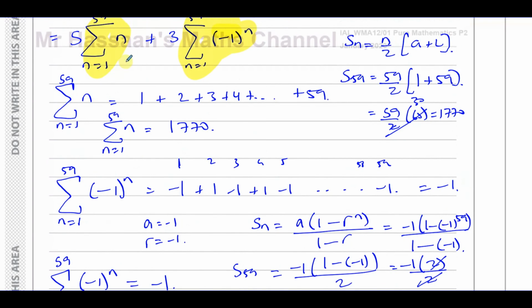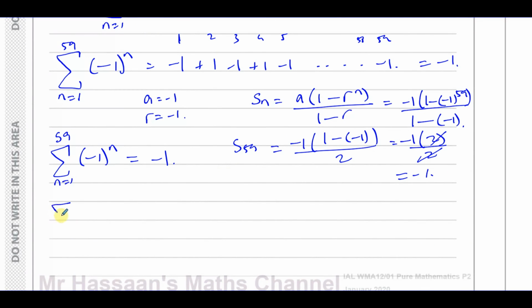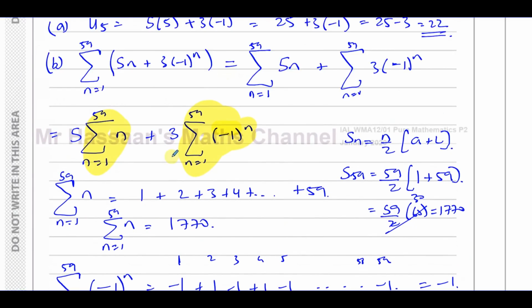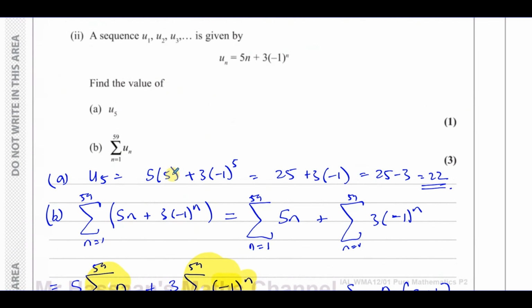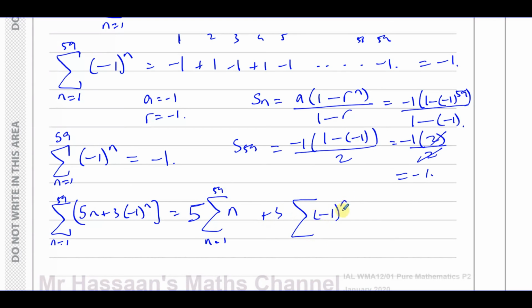of minus 1 to the power of n is equal to minus 1. So now we can put it back into this. Let's write it out from the beginning. So you have the sum from n equals 1 to 59 of the original thing that we're trying to find, which is 5n plus 3 times minus 1 to the power of n. That is equal to 5 times the sum of n from n equals 1 to 59, plus 3 times the sum of minus 1 to the power of n from n equals 1 to 59, which we've now found.